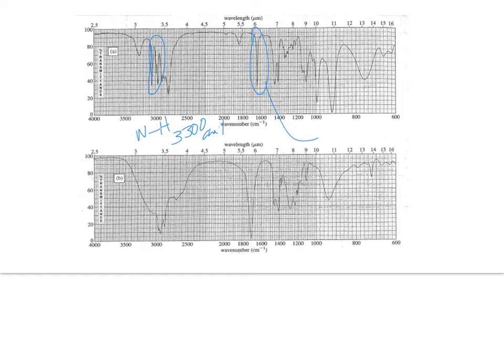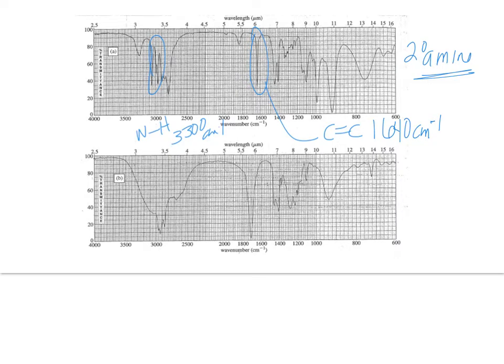And this peak is a carbon-carbon double bond, and that would be at around 1640 wave numbers, cm to the -1. So this would be a secondary amine.